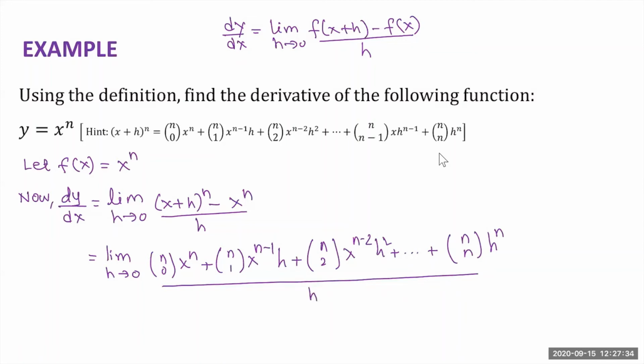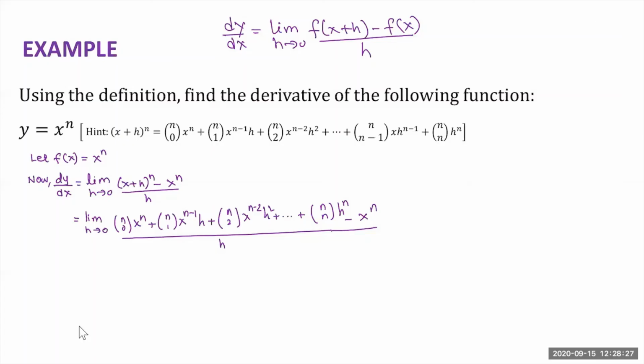So what I did is I just used the expanded form of x plus h to the n over here. So that's the value of x plus h raised to n up to here. Then also, if you look at this carefully, at the end, there is minus x to the n. So I used this value which is given to us in our definition. Now let's simplify this one.